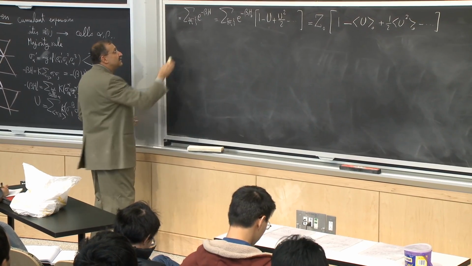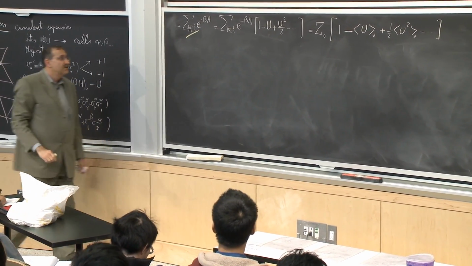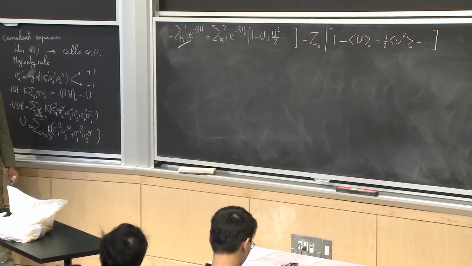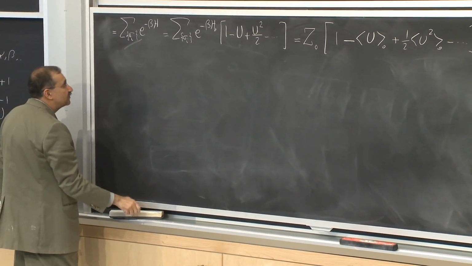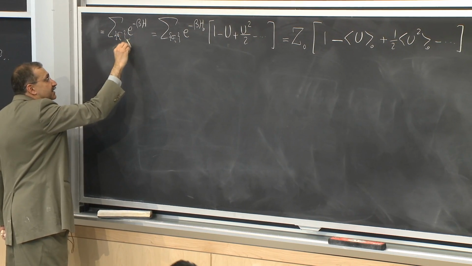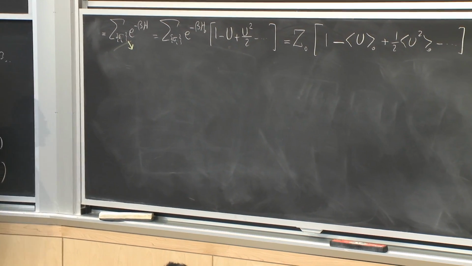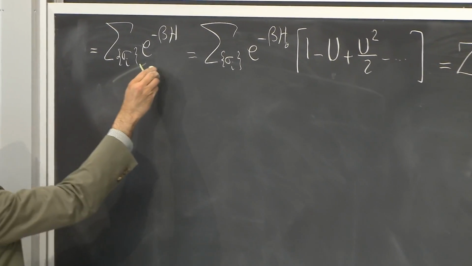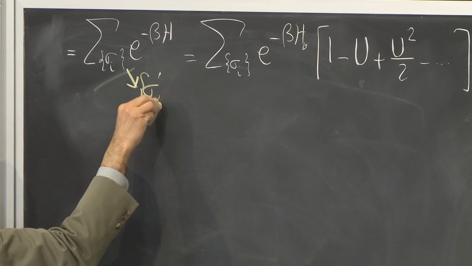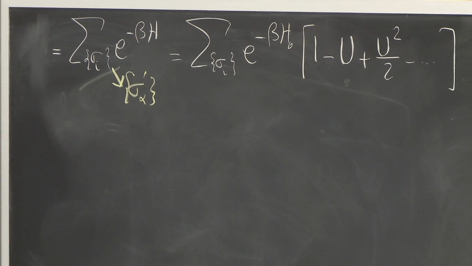I will sum only over configurations. Maybe I should write it in this fashion. I will sum only over configurations that, under averaging, give me a particular configuration of side spins. Okay?